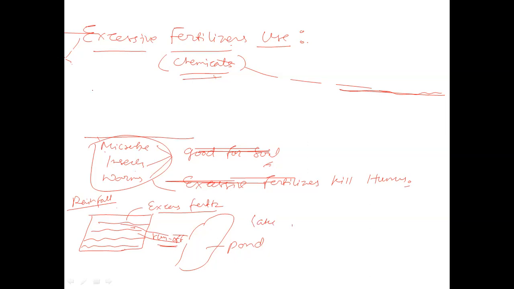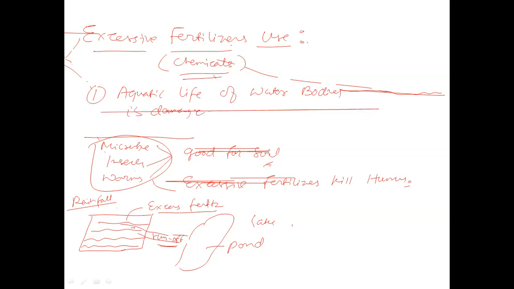Okay, so the first reason is that the aquatic life of water bodies is damaged. All the fishes and other living beings in that pond will eventually die. And the other reason, as we discussed, is that humus is lost. So these are pretty good reasons why we shouldn't use fertilizers in excessive amounts. All right.